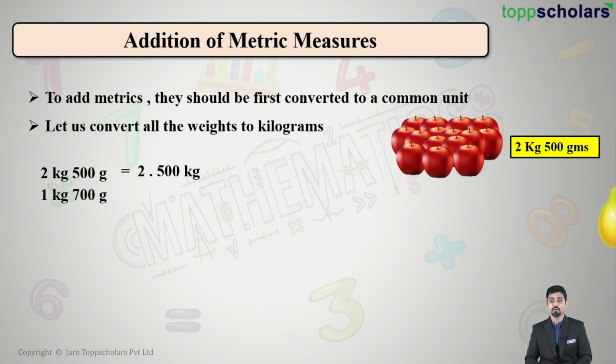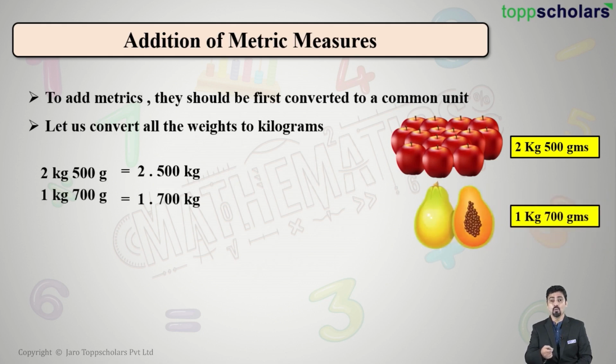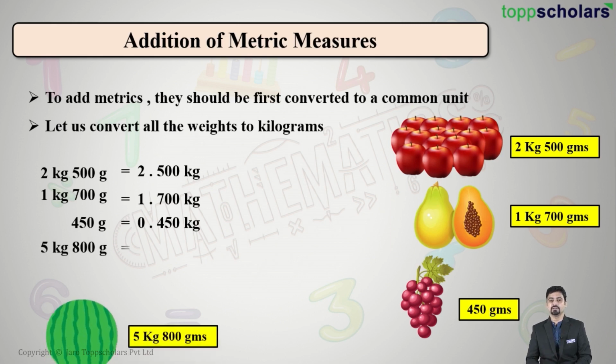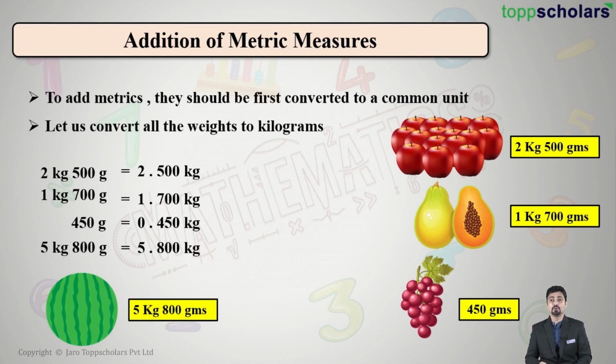How much was the papaya? 1 kg 700 grams. That is 1.700 kg papaya. Similarly, if I convert the grapes, which were 450 grams, I can say in kg as 0.450 kg. And last but not the least, the watermelon, which was of weight 5 kg 800 gram, in kg I will read as 5.800 kg.